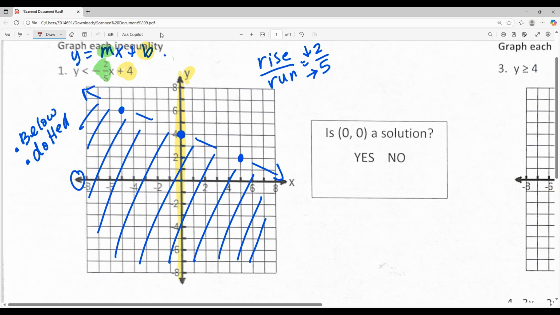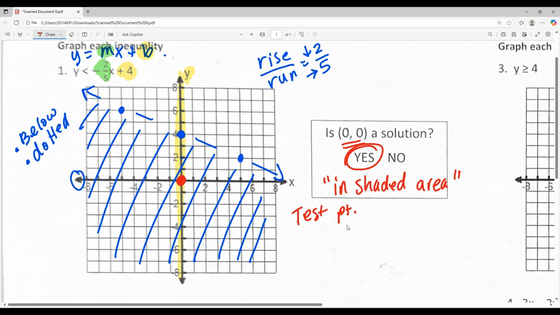Now, it asks if the point 0, 0, that's the point right there, is a solution. That point 0, 0 is in the shaded area. So it should be yes. Now, I'm going to talk to you about using it as a test point. Test point, we're going to plug it in.